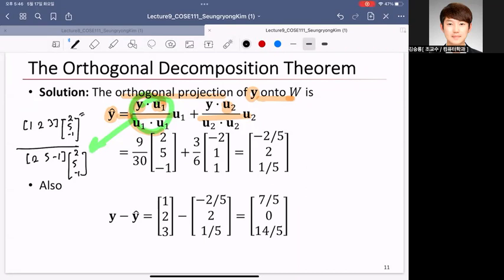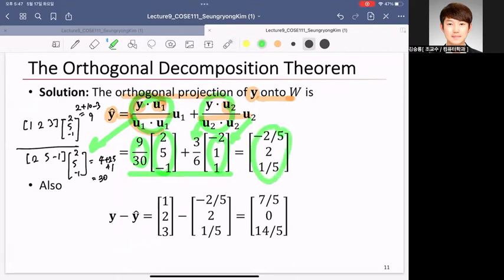So from here, the numerator is 2 plus 10 minus 3, which is 9 in this case. And the denominator is 4 plus 25 plus 1, which is 30. So you get 9 over 30 times vector u1. Similarly, you can compute the u2 term, which is 3 over 6 times u2 here. Then this equation gives y hat, which looks like this: negative 2 over 5, 2, 1 over 5.